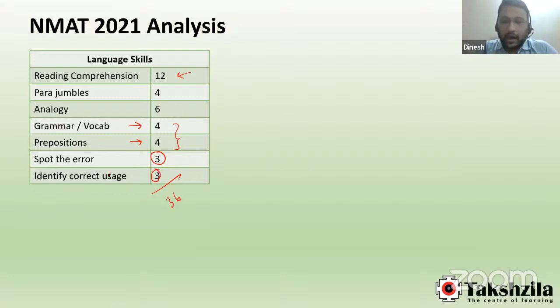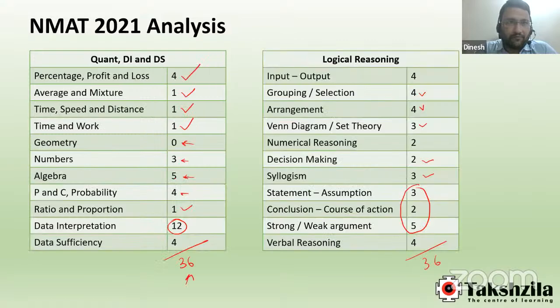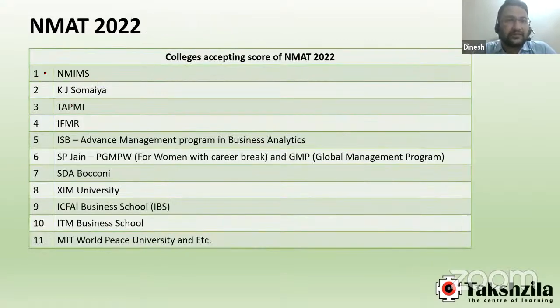Okay. And the top colleges accepting the score of NMAT, everyone. The first is NMIMS. Then the remaining colleges have very few seats for NMAT. So the only important college for NMAT is NMIMS. There are various campuses for NMAT. For NMIMS, Mumbai is there, Navi Mumbai is there, then Hyderabad and Bangalore are also there. After that, the other colleges: few seats in KJ Somaiya, few seats in Tapmi, few seats in IFMR are also there through NMAT.